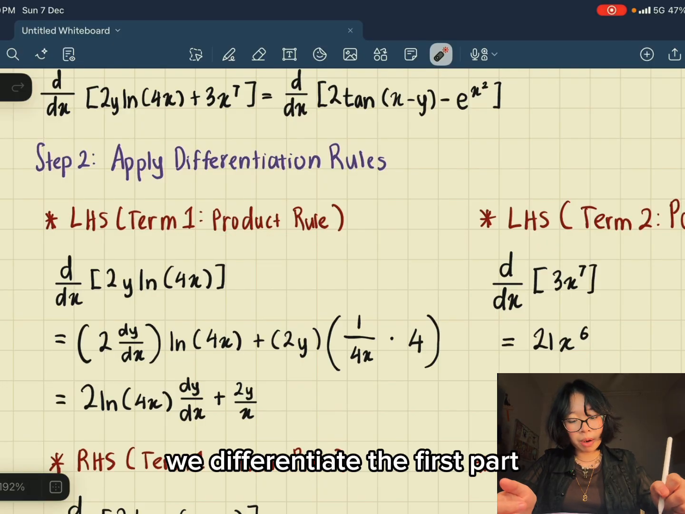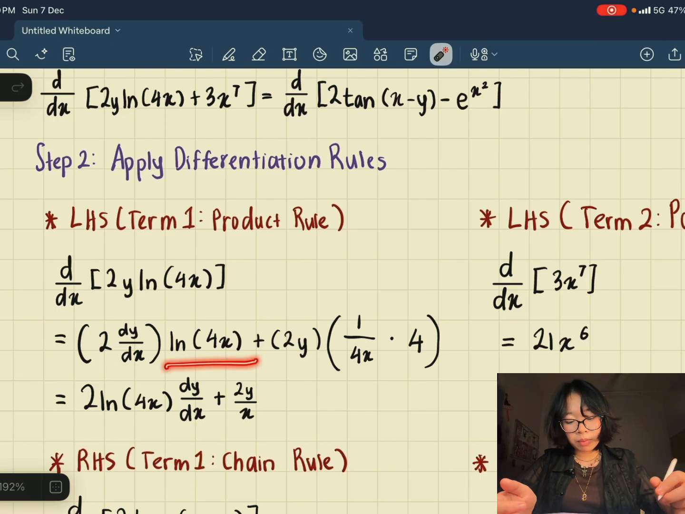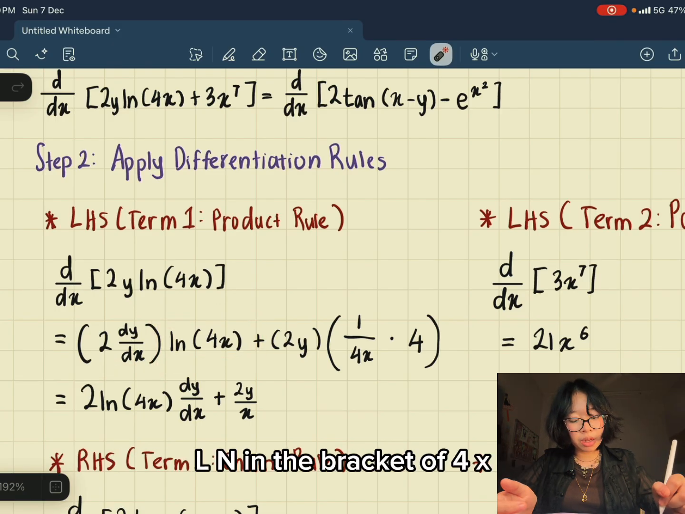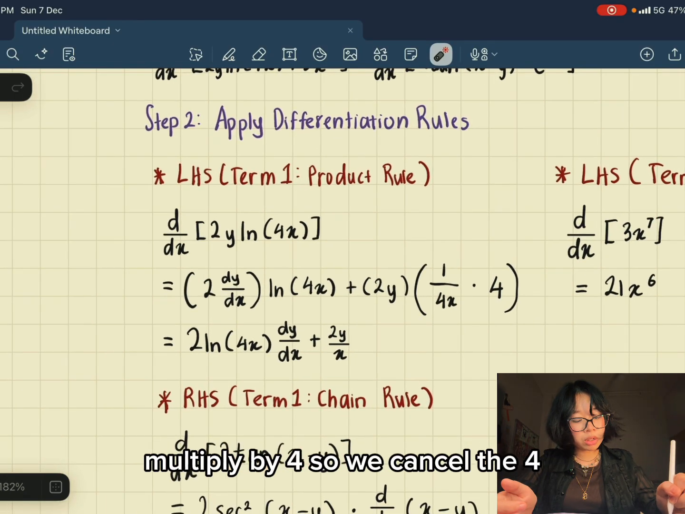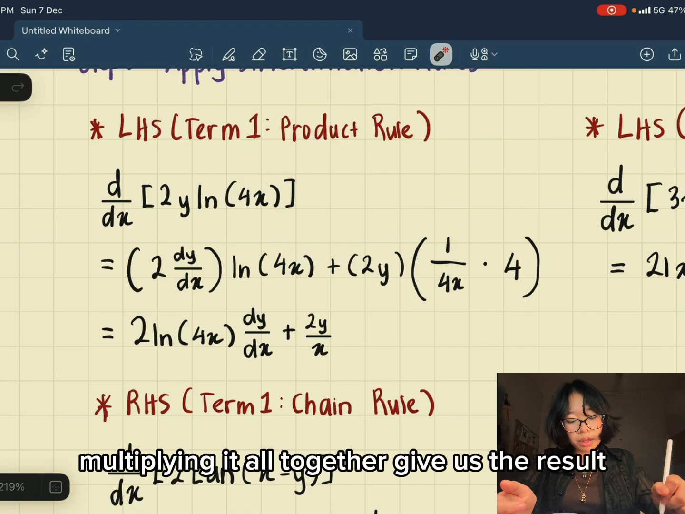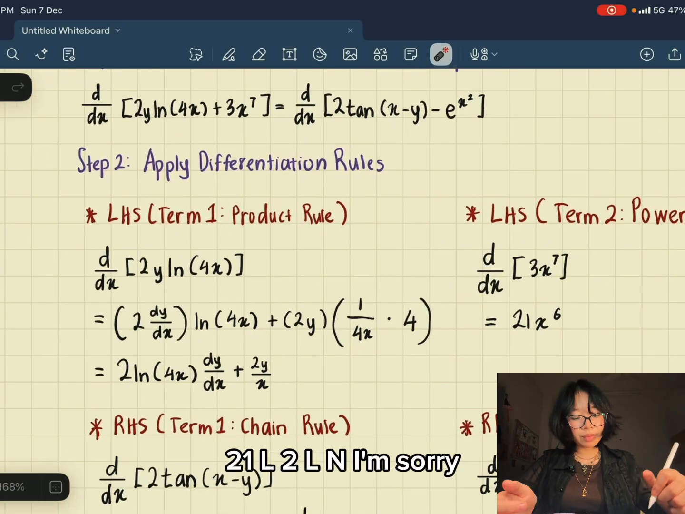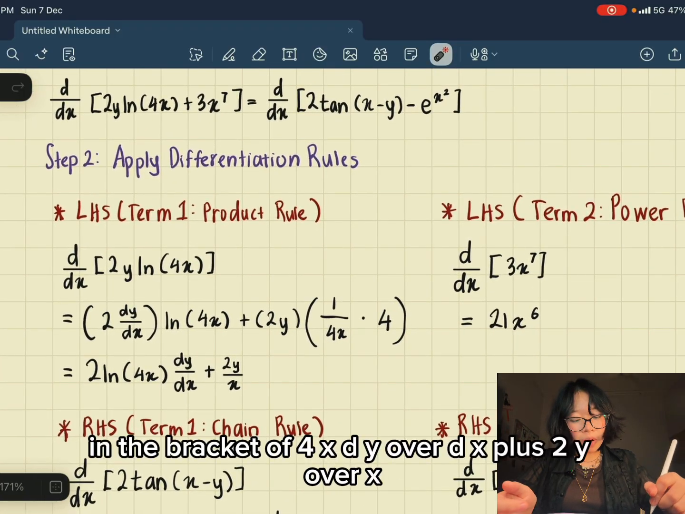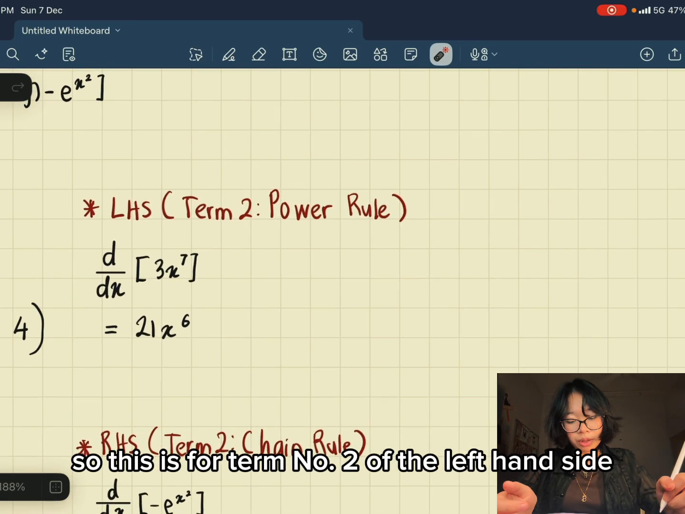We differentiate the first part, 2y, to get 2 dy/dx. Then we differentiate the second part, ln(4x). Notice that we wrote 1 over 4x multiplied by 4, so we cancel the 4. So it gave us 1 over x. Multiplying it all together gives us the result 2 ln(4x) dy/dx plus 2y over x. So this is term number 2 of the left-hand side.